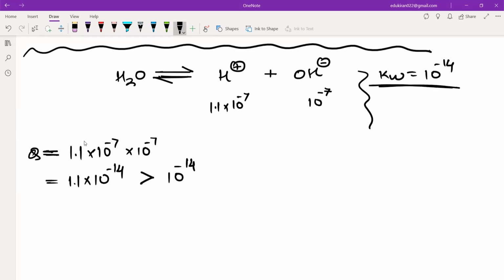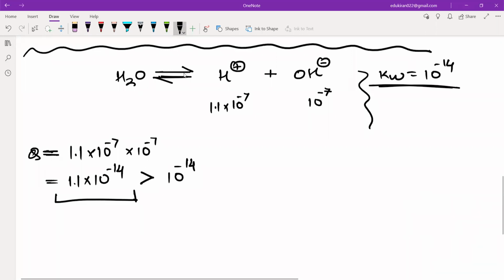So this should be the product of the concentration of H plus and OH negative, no matter what. But right now we have the product that is greater than 10 to the power minus 14, that is Kw. Yes or no? Tell me, guys. Yes, sir. Okay, so now from this qualitative analysis also we can say that the reaction is going to move backwards, correct? Yes, sir.